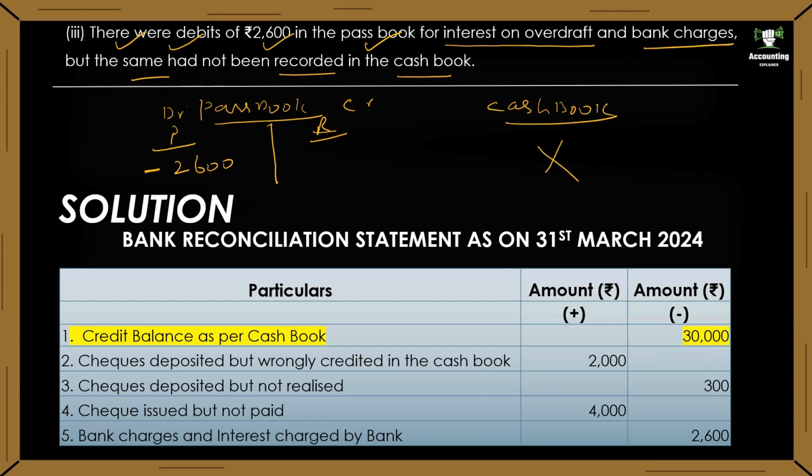We are going to find the passbook balance from the cash book. Only if we deduct this 2,600, which is already recorded in the passbook, will we be able to find the passbook balance. So see point number 5 in the BRS: bank charges and interest charged by bank, under the deductions column, rupees 2,600.